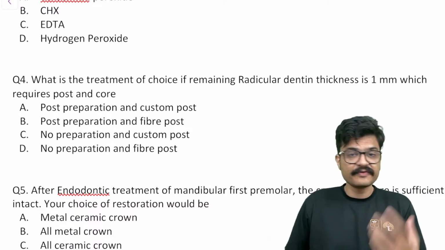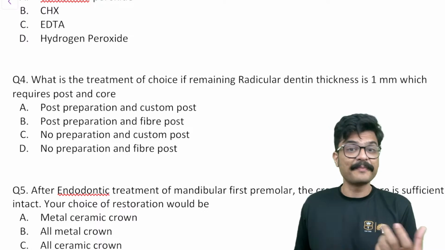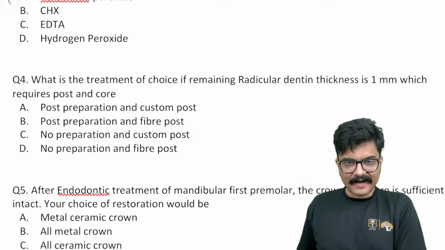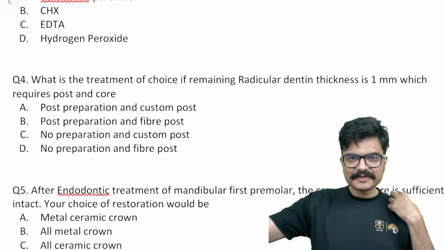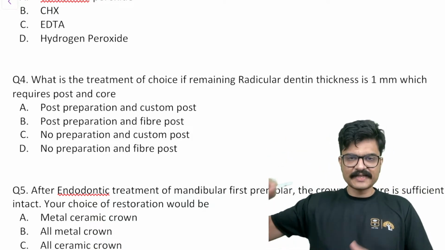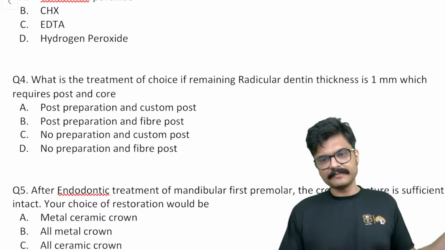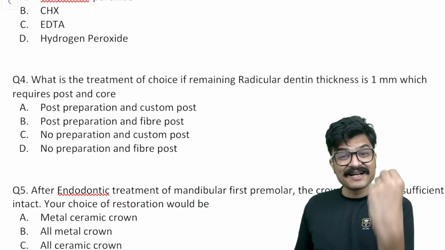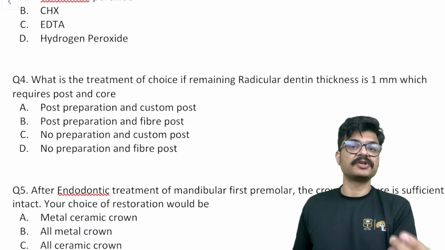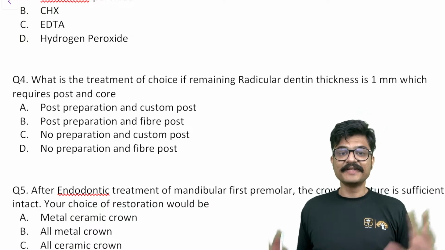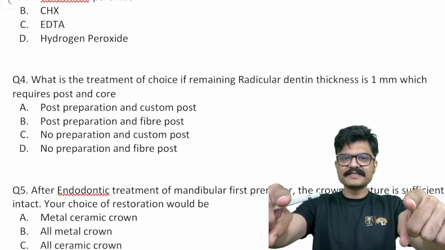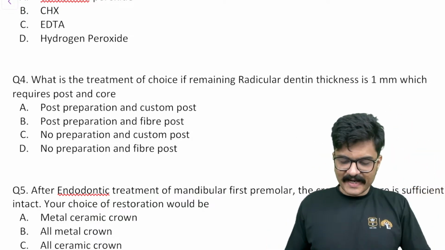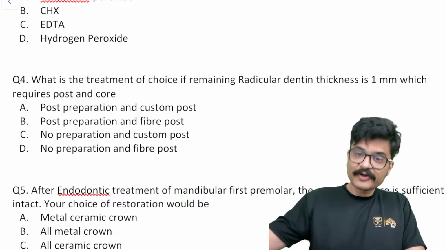It's the same technology with which your metal crown is fabricated. You take an impression with wax, you invest it, right? You take it to your casting machine. You first of all obviously burn out the wax, then do casting with your cast metal. And what you get is a custom cast post and core. Right, guys? So the answer is answer number C. No preparation and custom post. All right, guys. So I hope this is clear. That's a wonderful question.